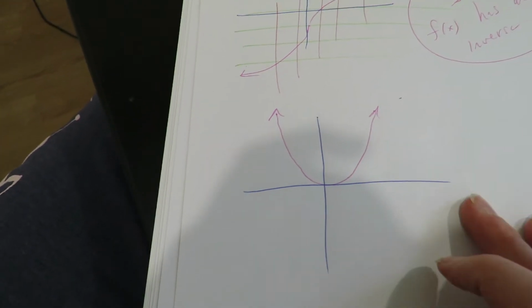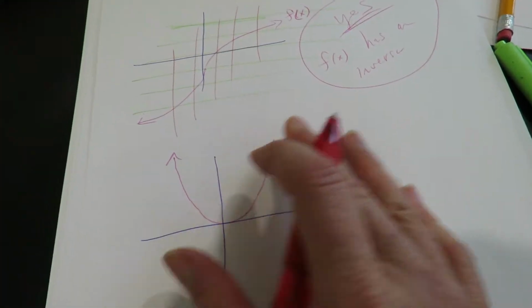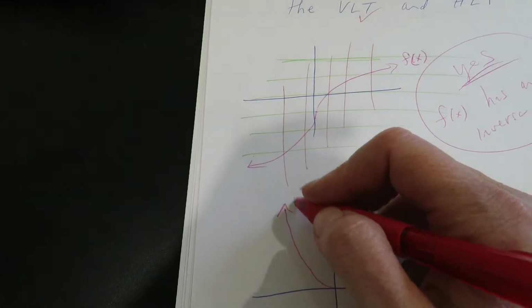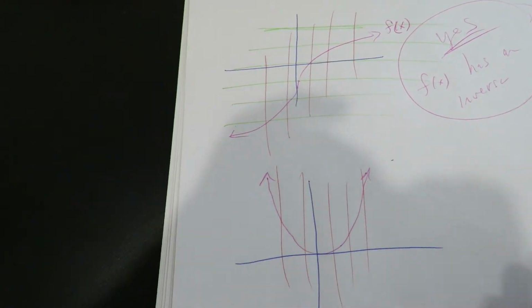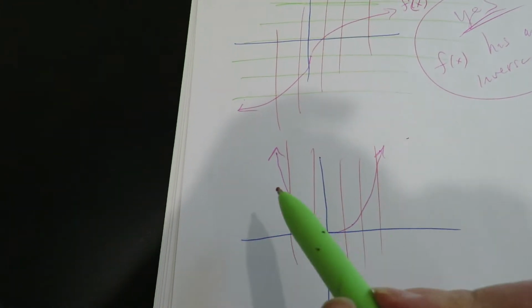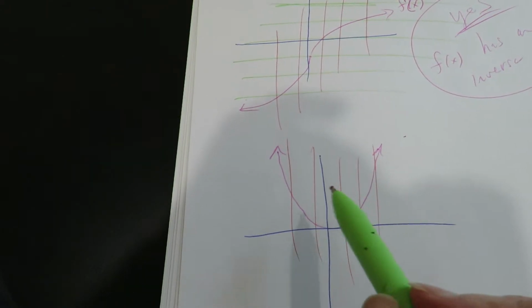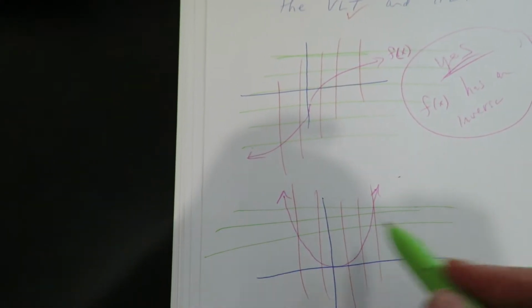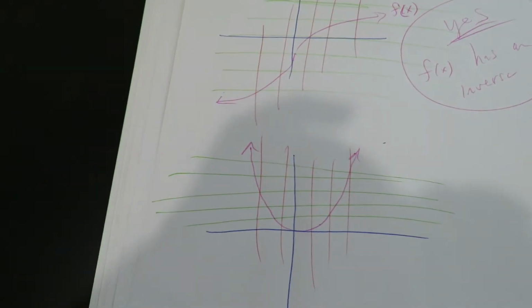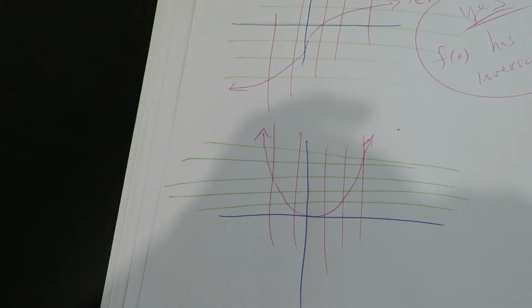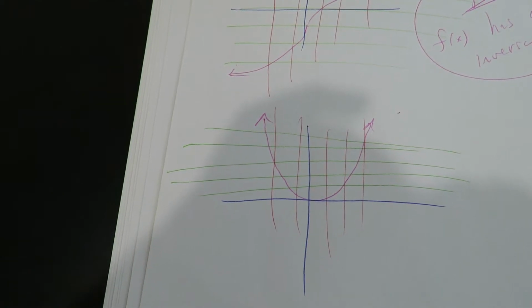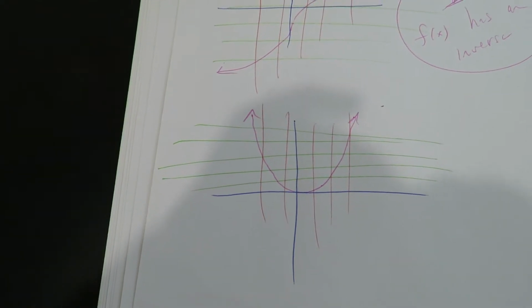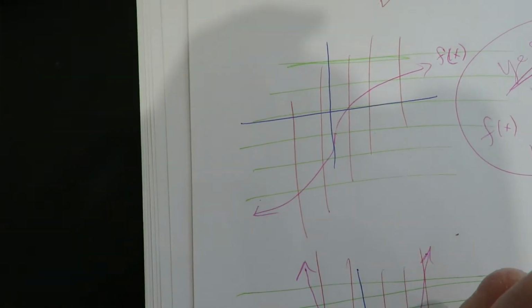Again, when you're trying to see if something has an inverse, you have to do both: the vertical line test. Does that pass the vertical? The vertical line test just tells you it's a function. The vertical and the horizontal line test tell you if it has an inverse. Now, does this pass the horizontal line test? Heck no.